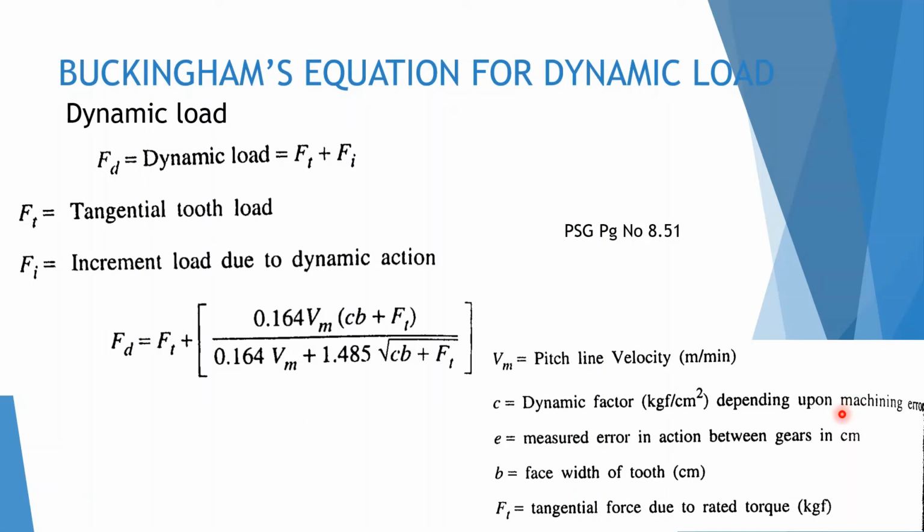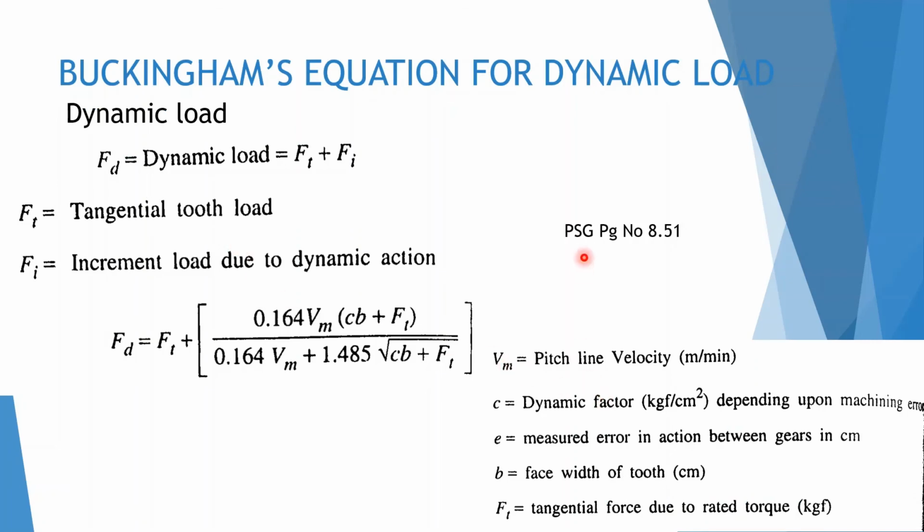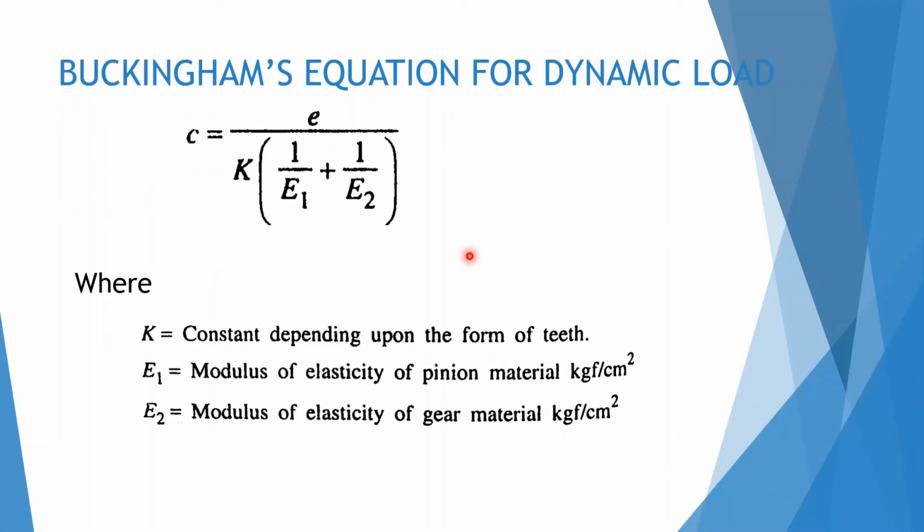Next, e is the measured error between gears in centimeters. And b is the face width of the gear tooth, and Ft is the tangential tooth load in kilogram force, and Vm is the pitch line velocity. So by using this equation, we can calculate the dynamic load. The constant, or this dynamic factor, is calculated using this equation.